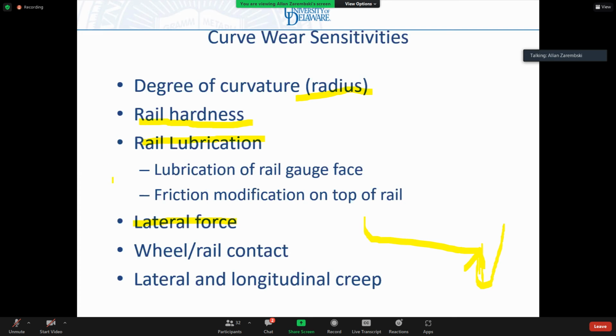Wheel rail contact. I've already started this discussion with my fancy photoelastic models, and we will continue discussing it. But suffice it to say for right now that you can control the wheel rail contact. And by controlling the wheel rail contact, you can control both the rate of wear and the rate of fatigue development. And that's one of the reasons grinding has become so popular around the world for maintaining the rail.